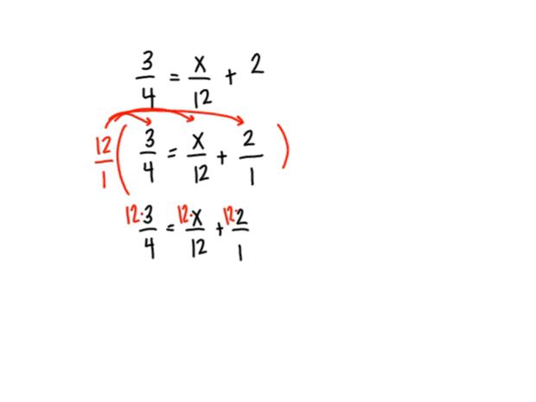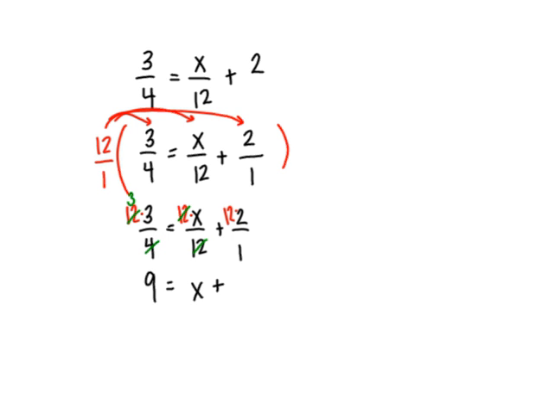So my first one is 12 times 3 over 4. Well, I know that 4 goes into 12 3 times. So what this term would actually leave me with is 3 times 3, which is 9. My next term is 12 times x over 12. So a 12 and a 12 would cancel out, and that would just leave me with x.